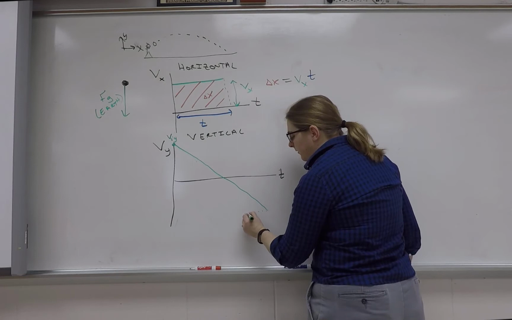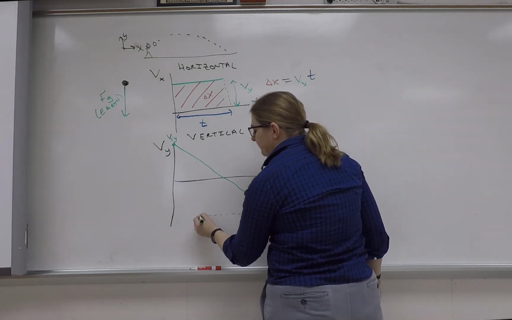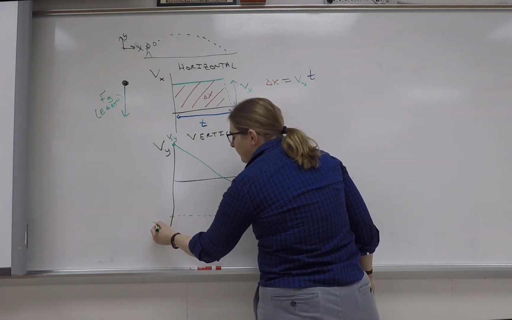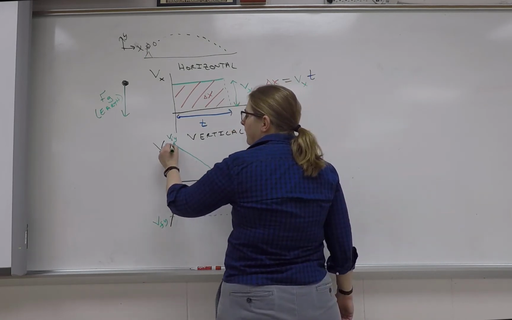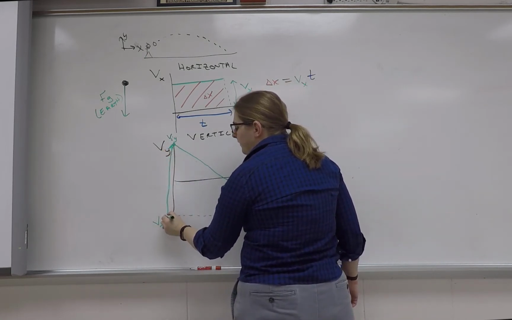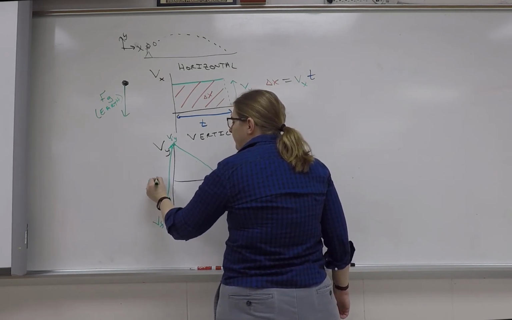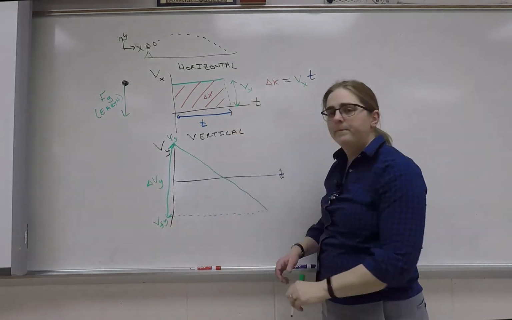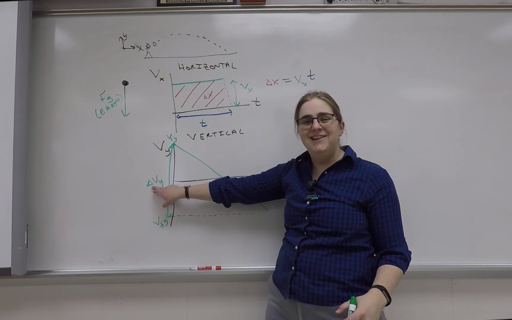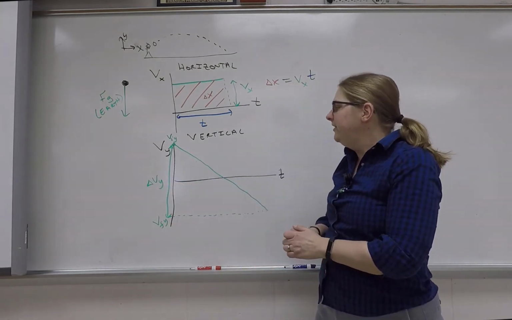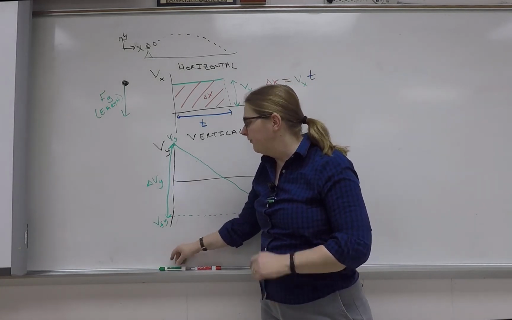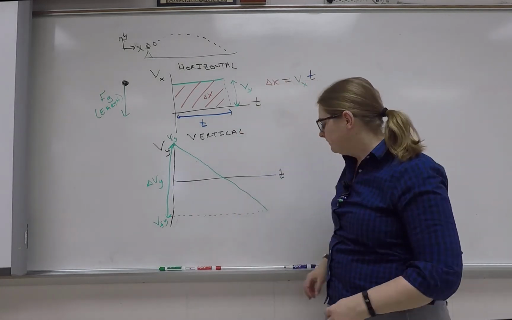Now, another thing I'm going to go ahead and annotate on here is my final y velocity. And then I can go ahead and add delta vy. And again, the reason I put a delta in front is to indicate change. That velocity changes as the tennis ball flies through the air.